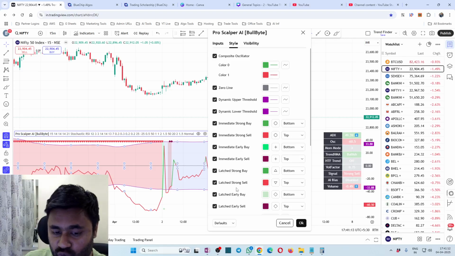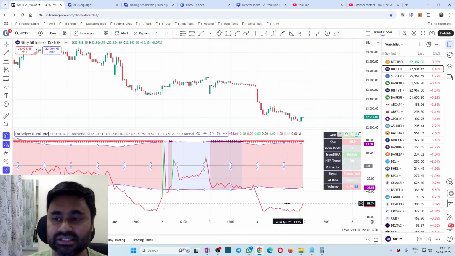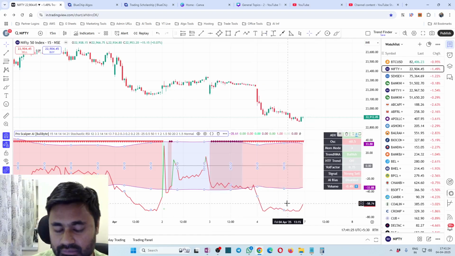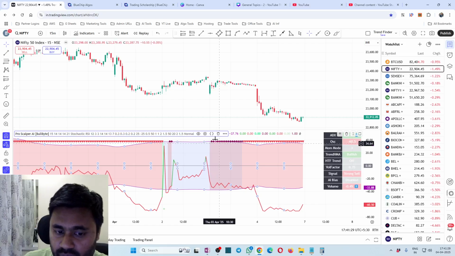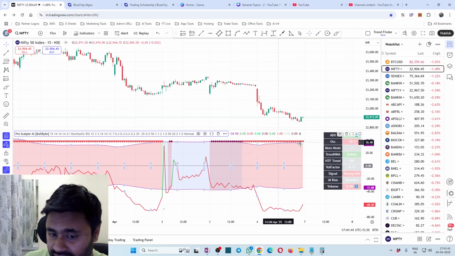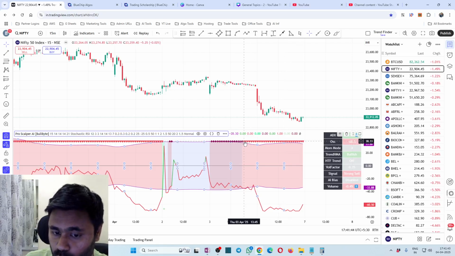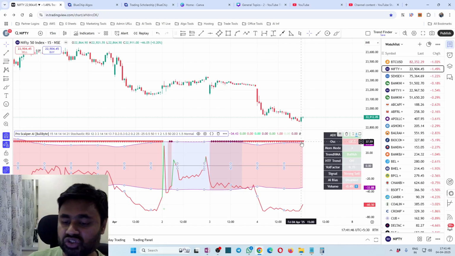What's the difference between strong signals and early signals? First, let's discuss early. Early signals are nothing but, once the setup is confirmed, immediately they are going to give you the signals. You can see that these maroon color diamonds are early signals, early sell. This early sell comes as soon as the setup is formed, whereas these red color triangles facing downward are strong buy and strong sell.